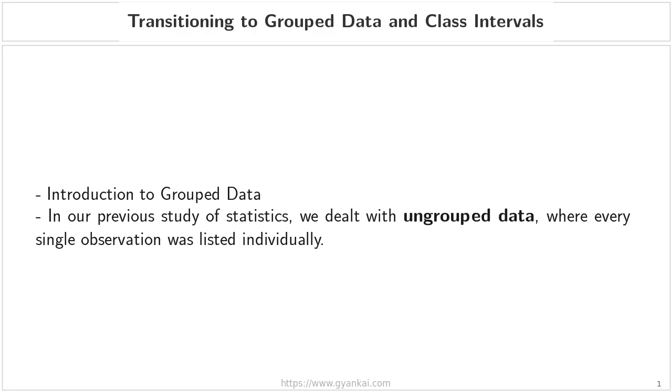Welcome, everyone. Today, we are going to explore a vital transition in our study of statistics, moving from simple lists of numbers to something much more organized. Up until now, in our previous lessons, we have primarily dealt with what we call ungrouped data. This is a type of data where every single observation or measurement is listed individually, one by one. While this works fine for small sets, it becomes quite difficult when we look at real-world scenarios.